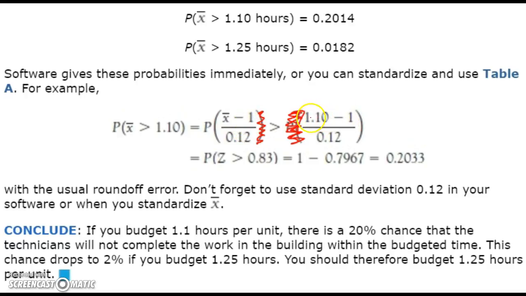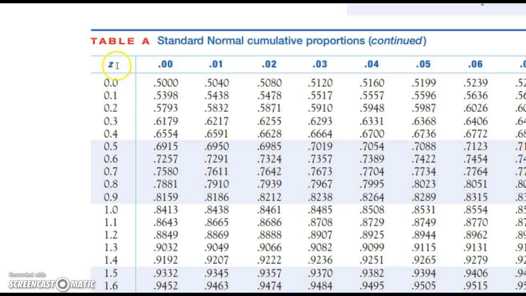We can do this on the calculator: 1.10 minus 1, and then divide by 0.12 to get 0.83. So in other words, the probability that our sample mean will be above 1.10 is the same as the probability that a z-score would be greater than 0.83. So what's the probability that a z-score would be greater than 0.83? Well, here's where we look it up on table A. Our z-score is 0.83, so we go to 0.83.